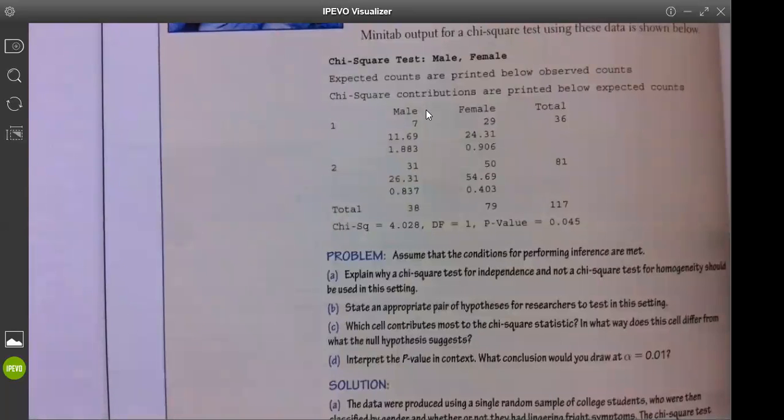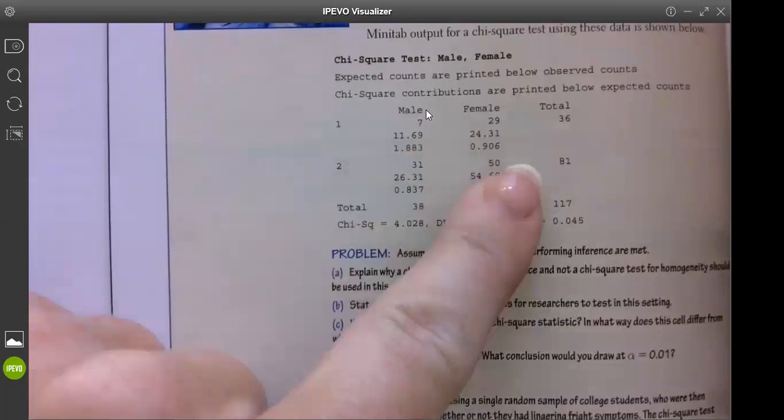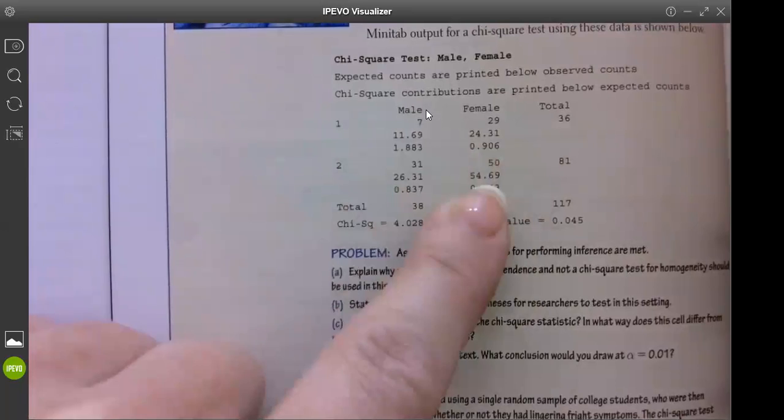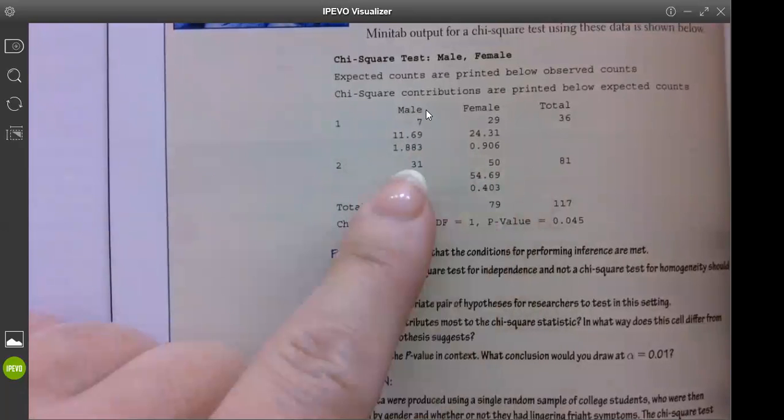All right. So here's your male, female, those top two numbers, 7 and 29, those are your observed values, right? The next values are your expected. So they already calculated that for you. So your expected values were 11.69, 24.31, 26.31, and 54.69.